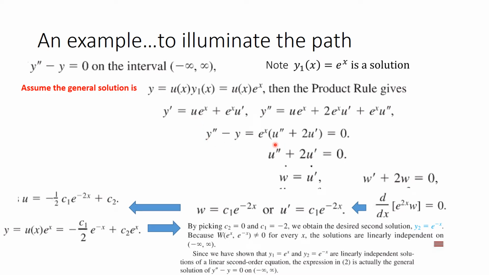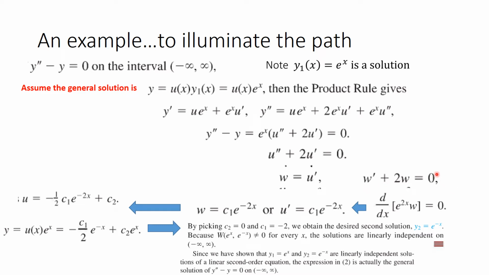And notice that there is no term involving u anymore. And since e to the x times this is equal to 0, e to the x is never equal to 0, that means this must be equal to 0. So you see we have a differential equation that doesn't have a u in it anymore. That means it is useful for us to make the substitution w equals u prime. And if I do that, then I get this, w prime plus 2w is equal to 0.